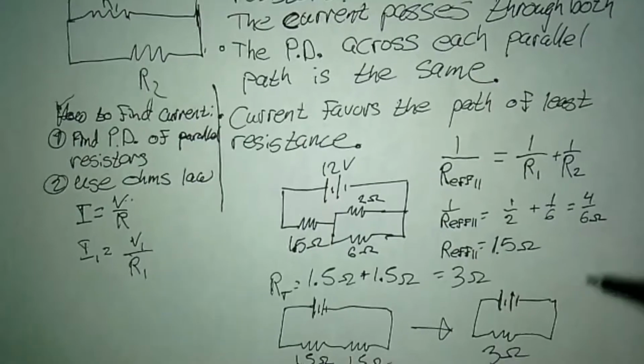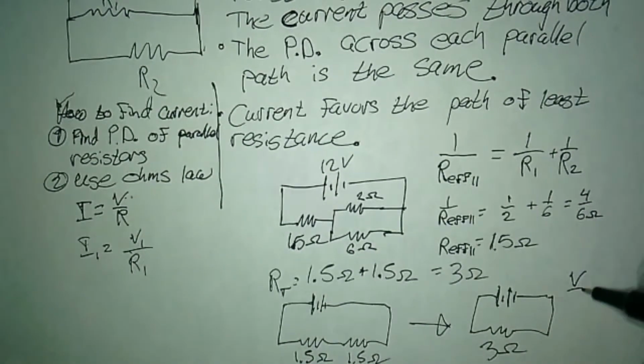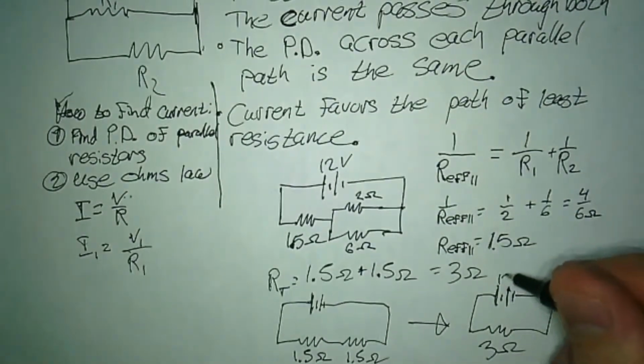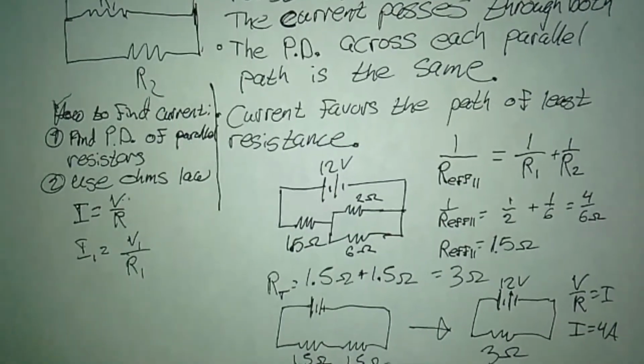And so now I can say, well, how do I find the current here? Well, we did that before. It's going to be V over R, which is current. So my current here, in this case, given this was 12 volts, is now going to be 4 amps. Let's get some more paper.